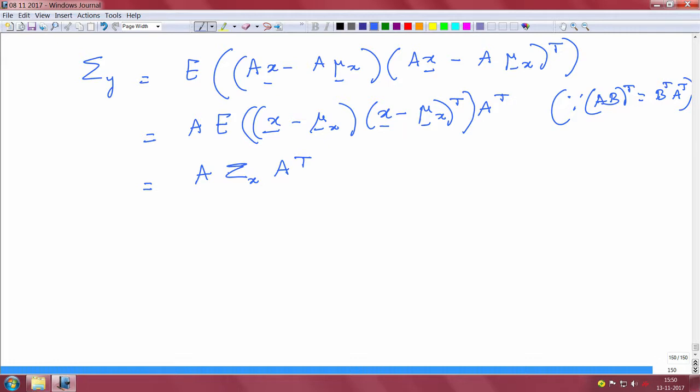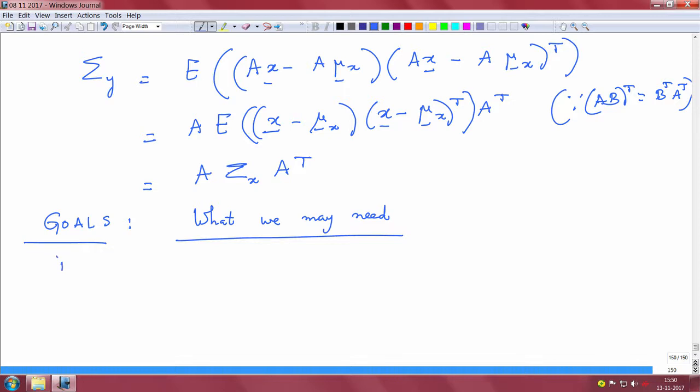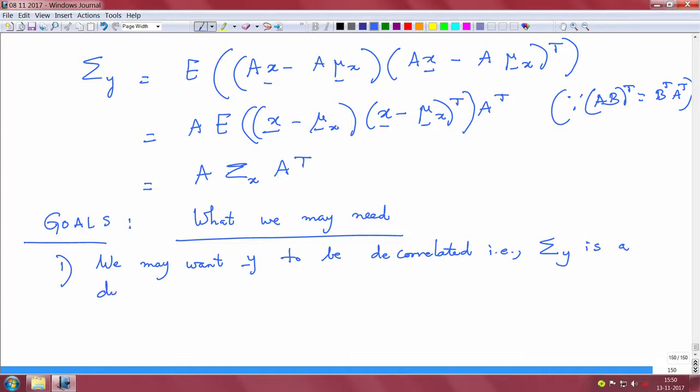This is how we would compute the covariance of y. So we are slowly building what we need, what our goal is, right. So we start with the following goals. What we may need, one, we may want y to be decorrelated, that is, sigma y is a diagonal matrix, say lambda. Right, we want to decorrelate the data.